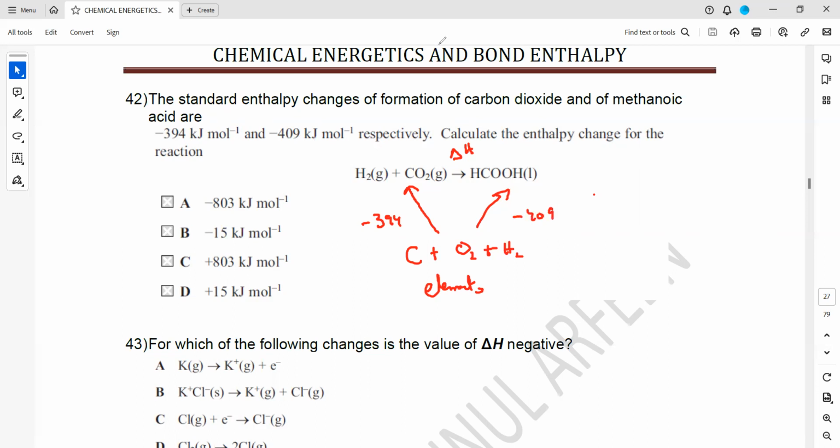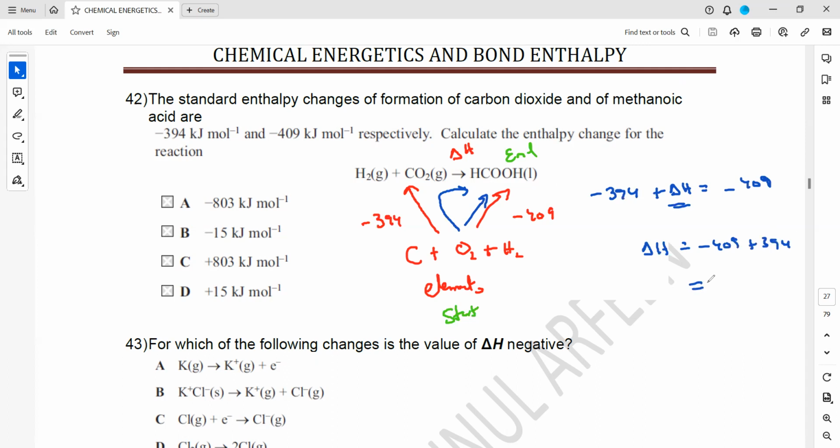When we apply Hess's law, the overall energy change is independent of the route or path we follow. Where the two arrows are pointing out, that is the start of our cycle, and where the two arrows are pointing in, that is the end of the cycle. So if we follow route 1 or route 2, the overall energy change is independent. So it will be minus 394 plus enthalpy change delta H equals minus 409. So delta H equals minus 409 plus 394. This will give us minus 15 as the enthalpy change. So with reference to that, B should be the right answer.